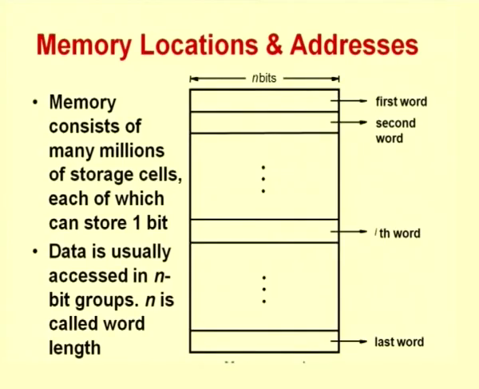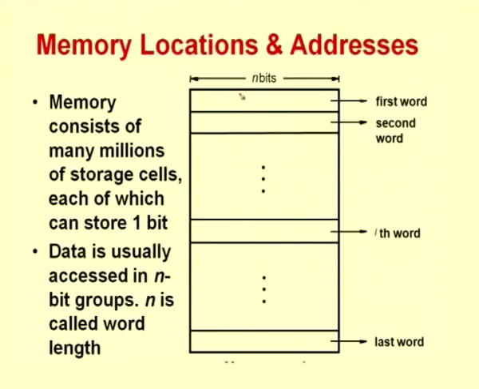When we look at memory locations, we know that memory basically consists of some storage cells. In fact, memory consists of many millions of storage cells, each of which can store 1 bit. Okay. But we do not normally look at memory as bitwise addressing, but we normally look at memory addressed in terms of a group of bits. So, we look at n bits for instance grouped together as a single word in memory. Okay. So, which is why we normally look at memory organized in terms of words and bits within the words.